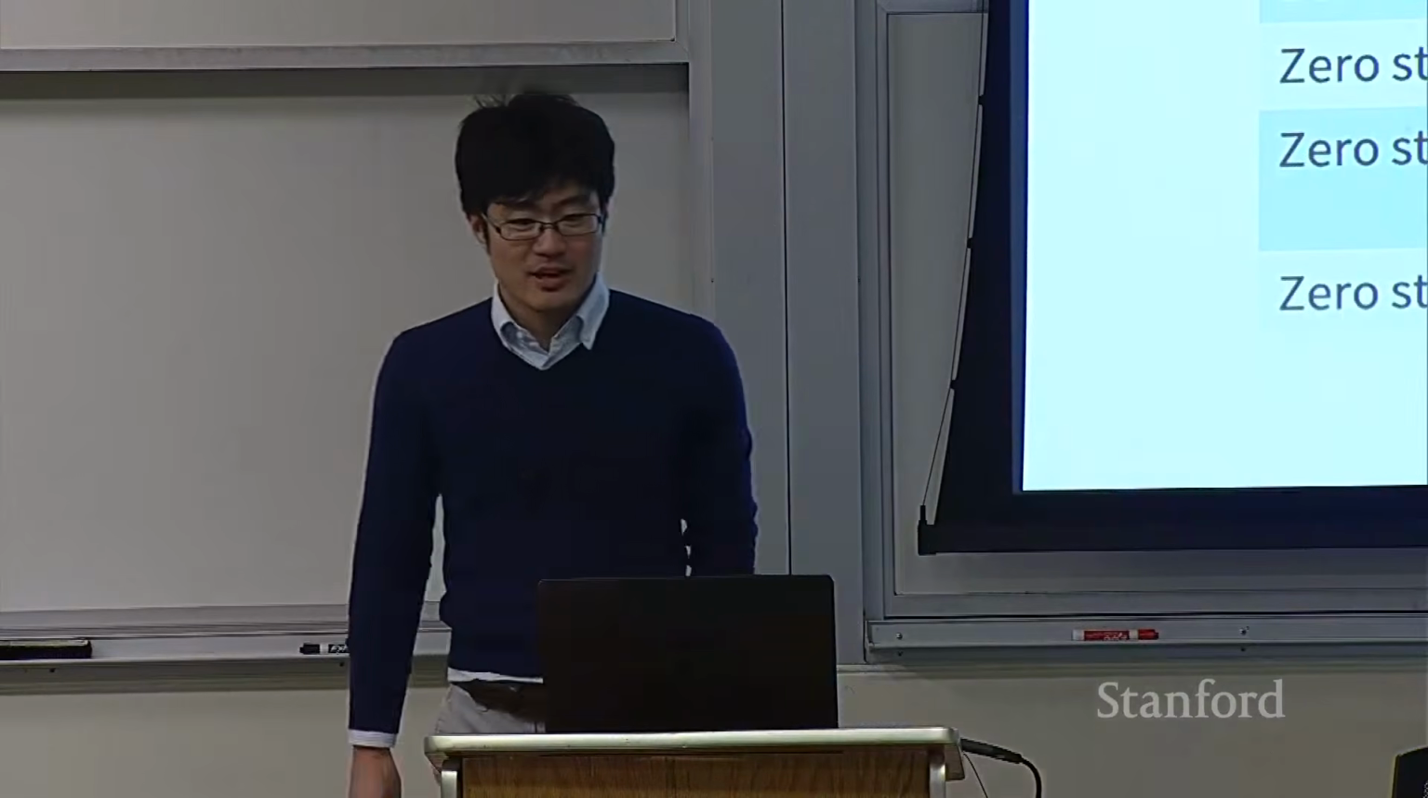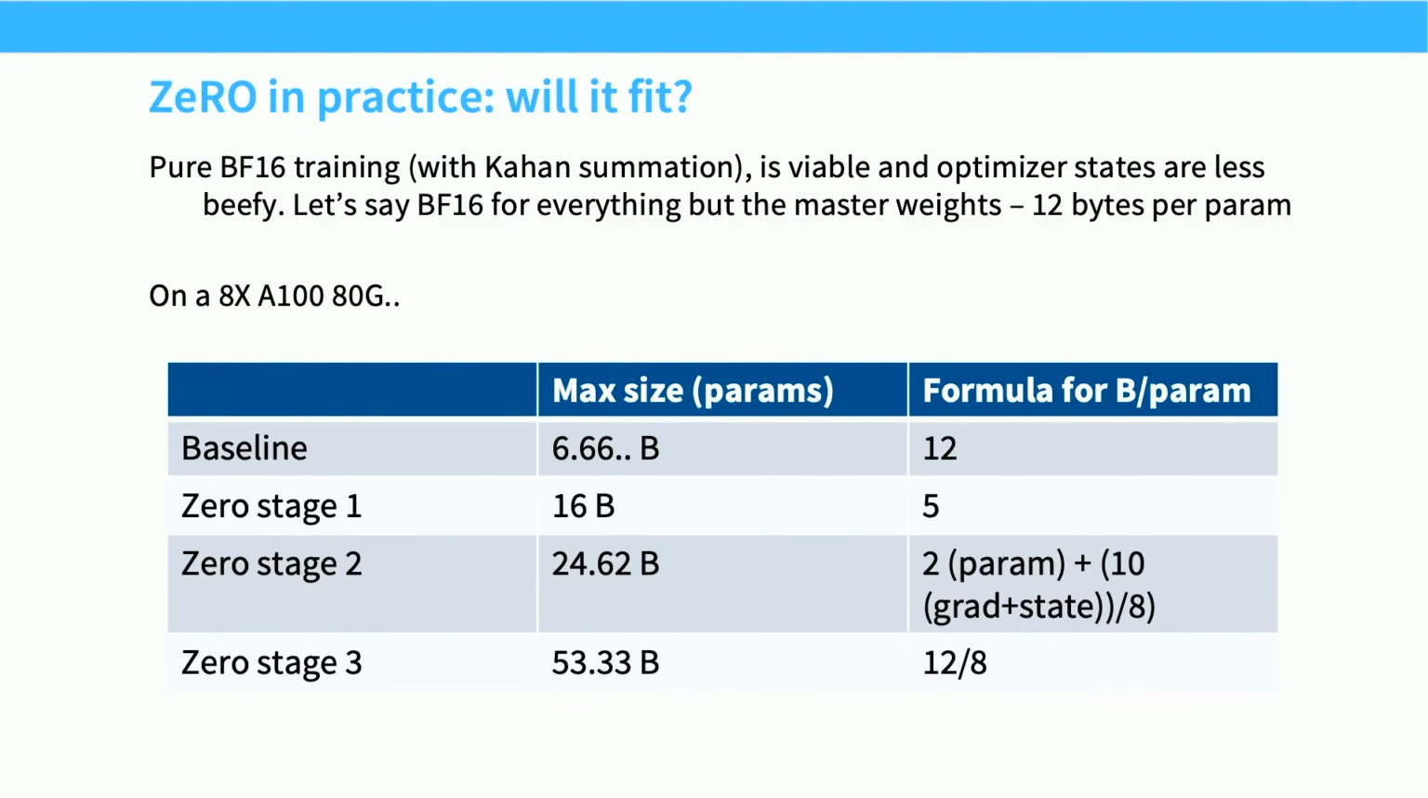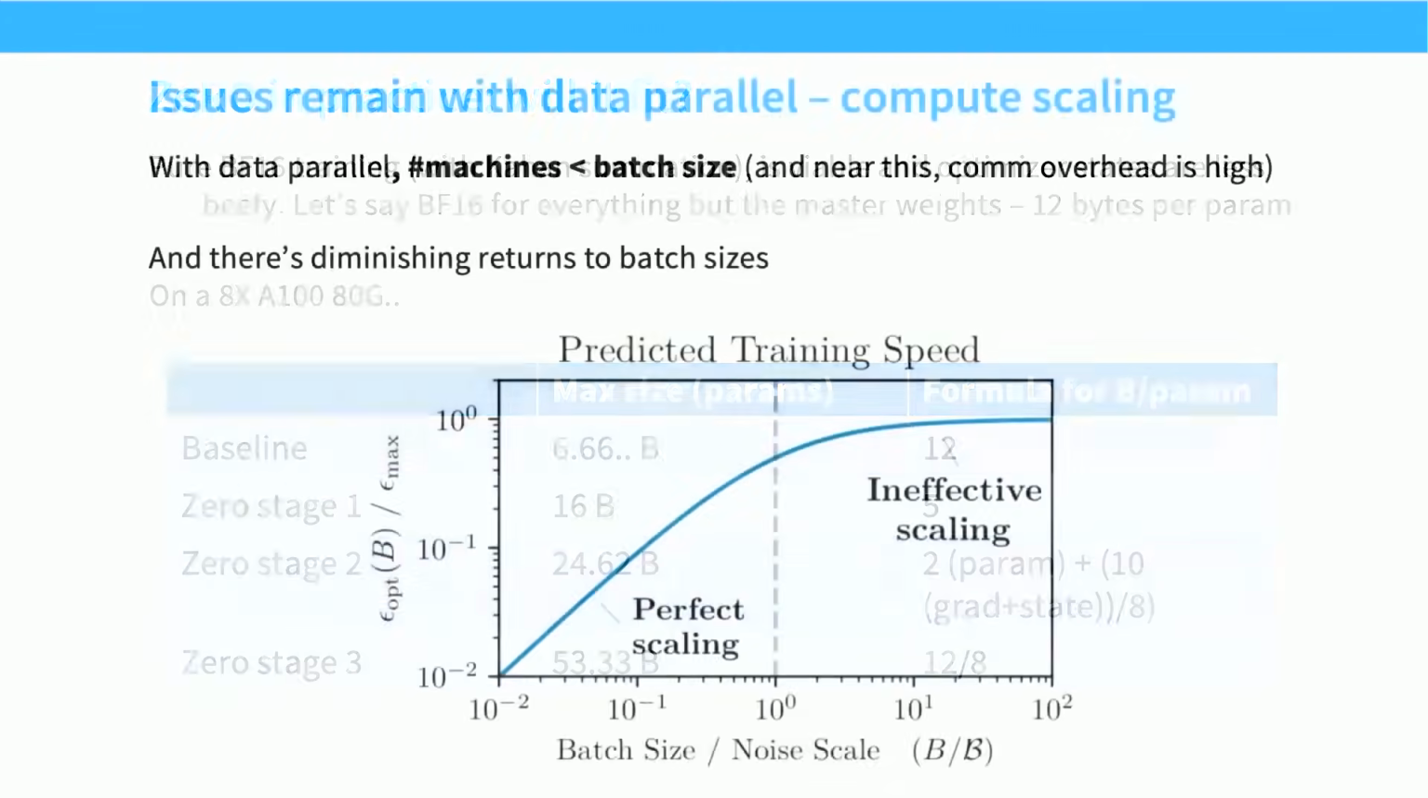So in practice, if you look at the maximum size that can fit on, let's say, an A100 GPU, if you go from the baseline, where you can not even fit a 7B model, to ZeRO stage 3, you can now fit 50 billion parameter models and so on. So it becomes a lot easier to fit these big models using FSDP. The memory improvement that you get is quite significant.